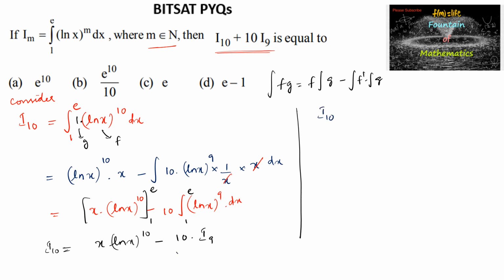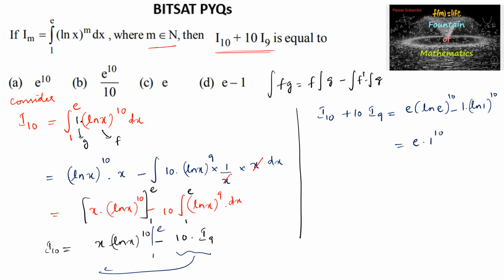So I10 plus 10 times I9 is equal to, substituting the limits 1 to e, upper limit e times log e whole power 10 minus 1 into log 1 whole power 10. Log e value is 1, so e into 1 power 10, minus 1 into log 1 is 0, 0 power 10 is 0, so we can write e. So I10 plus 10 times I9 is equal to e, which is option C. E is the answer.